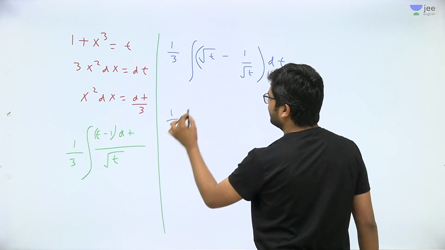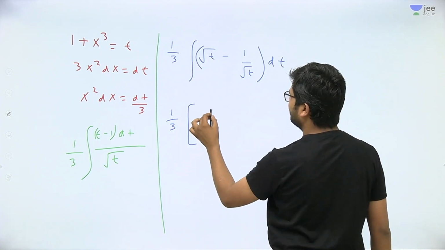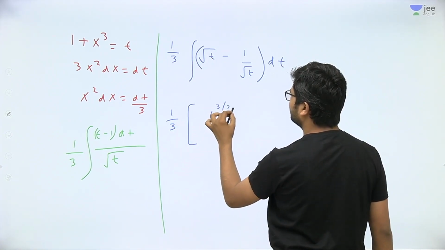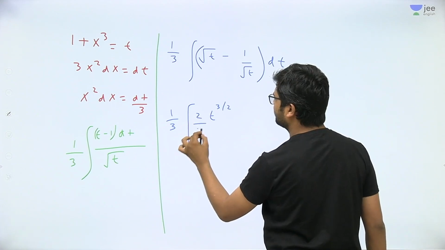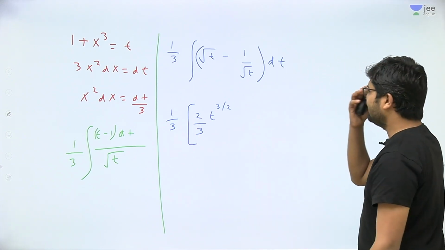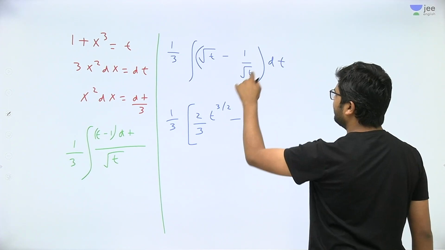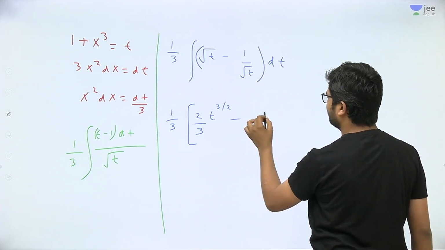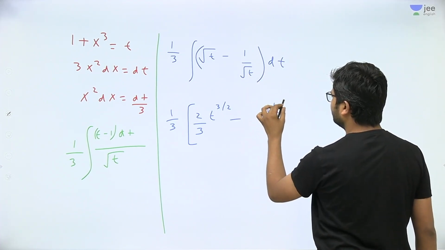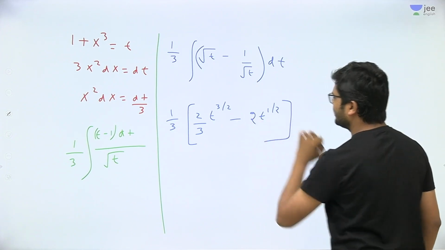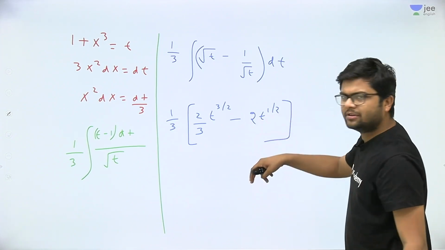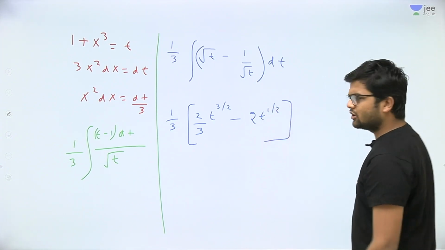1 by 3, root of t will become t raised to the power 3 by 2, and 1 upon 3 by 2 will become 2 by 3. That is okay with everyone. Minus t raised to the power minus half, it will become 1 by 2. So 1 by 2 and 2 times of it. Since 1 by 2 will come in the division, it will become 2. That is okay with everyone.